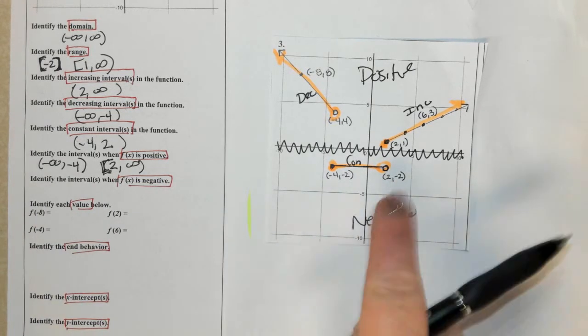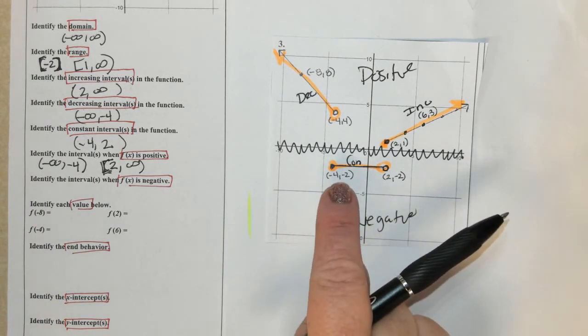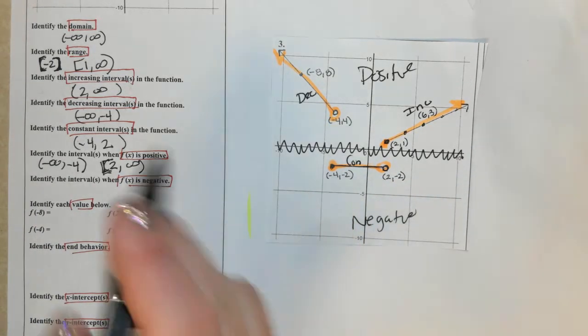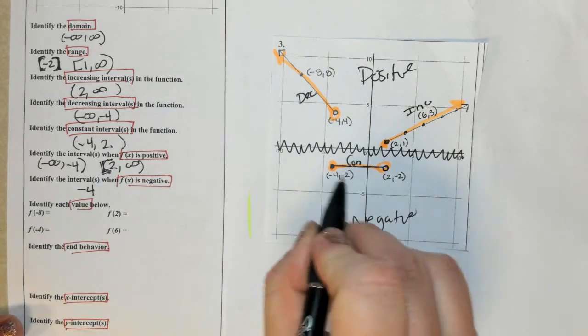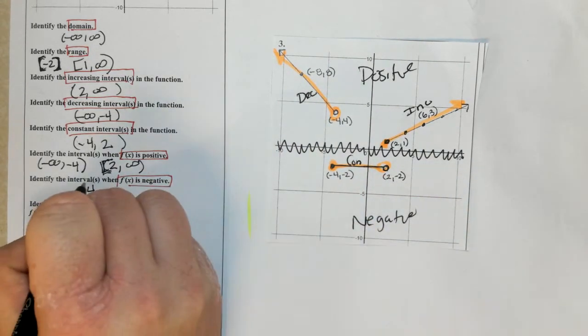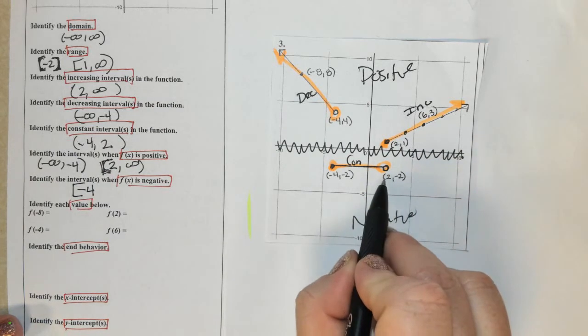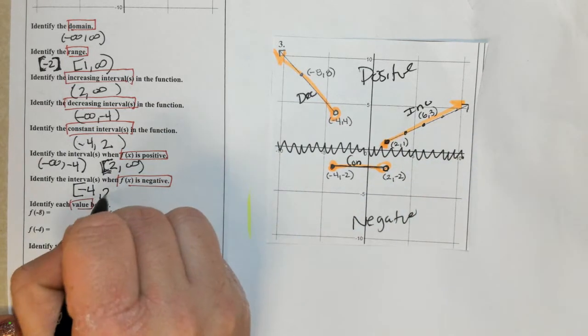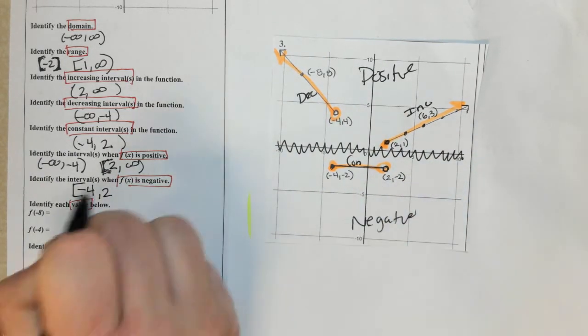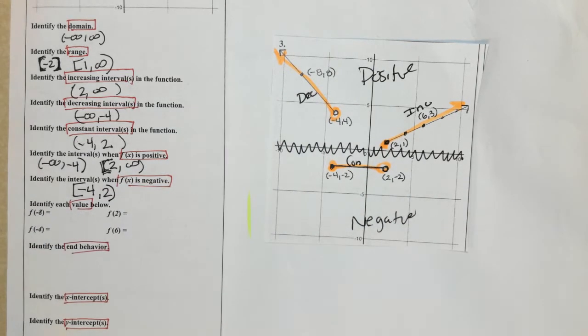Okay, negative. Okay, so what x value does it start on? Bracket or parenthesis? Bracket, we included. And it goes to an x value of 2. Bracket or parenthesis? Okay, those are really tough. So can you put a smiley face?